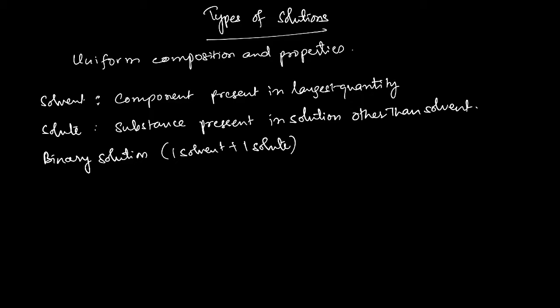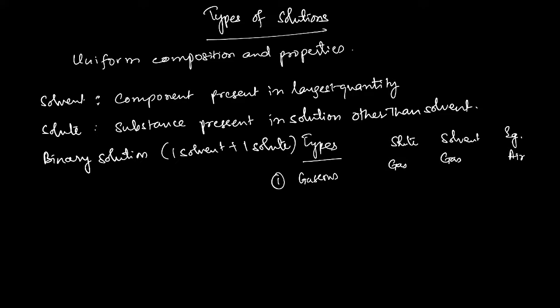So now let us see different types of solution. Let us make a table here: types, solute and solvent, example. So first one is gaseous solution. For that, solute can be gas and solvent can also be gas. Best example is air actually. Air is a homogeneous mixture of more than one gas like nitrogen, oxygen, etc.